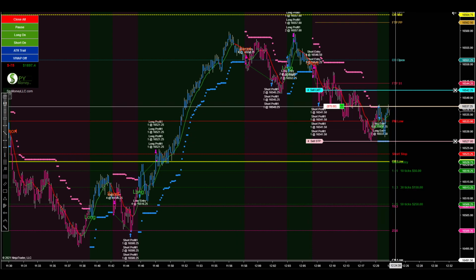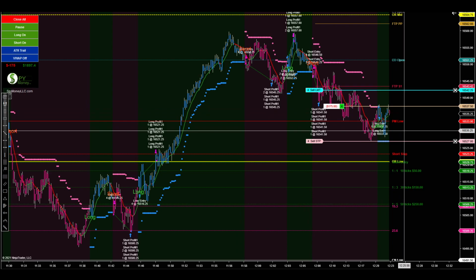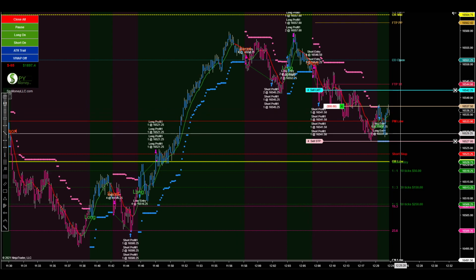We did double top right there, so that's a good indication of possible pullback here. So we'll just have to wait and see what it does.